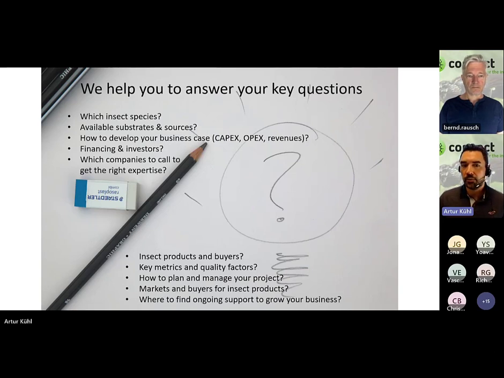To start very high level, you should check what the constraints are. And I also like the idea of Jonas to speak about the motivation, because insects, it's a nice thing. So I think we all agree on that. Otherwise, we would not be in this webinar. But to speak about the personal motivation: is it a commercial motivation? Is it an environmental motivation? That might help in order to answer some of the questions.